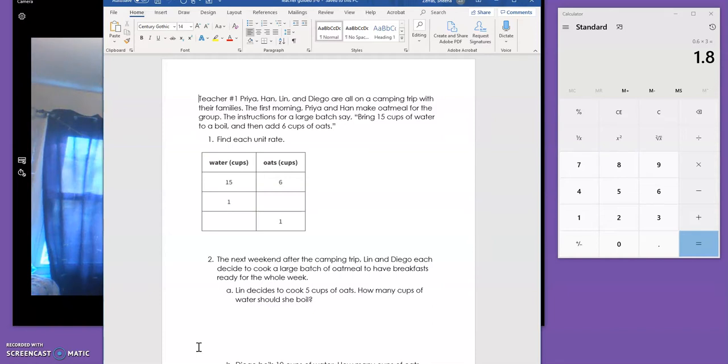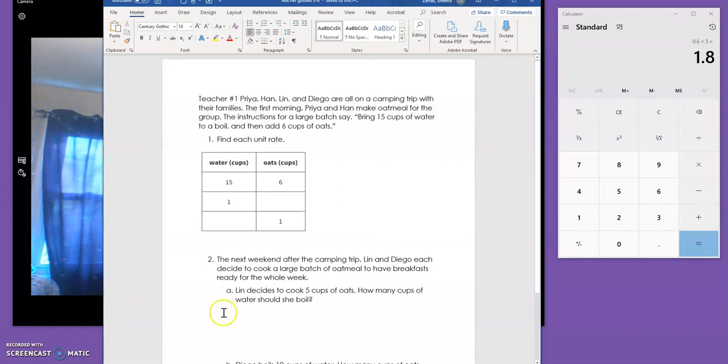For the questions that don't have it in a table, I would suggest taking the information and organizing it this way. Part 1 of this question is asking us to find each unit rate. Remember, a unit rate is how much for one, and in a rate we can have 2 different unit rates because each of the labels, or each of the categories, in this case water and oats, can each have a value of 1.